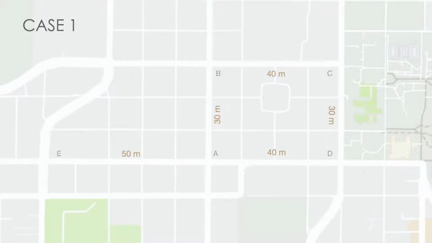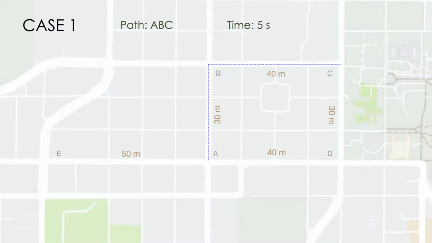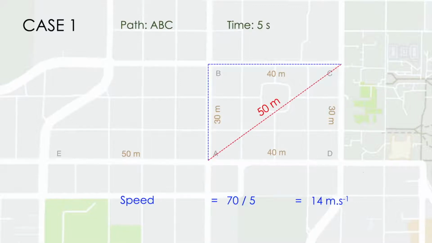Now in our first example, we take the path ABC in 5 seconds. Here the distance covered is 70 meters, so the speed would be equal to 14 meters per second. And the displacement is 50 meters, so the velocity would be equal to 10 meters per second.